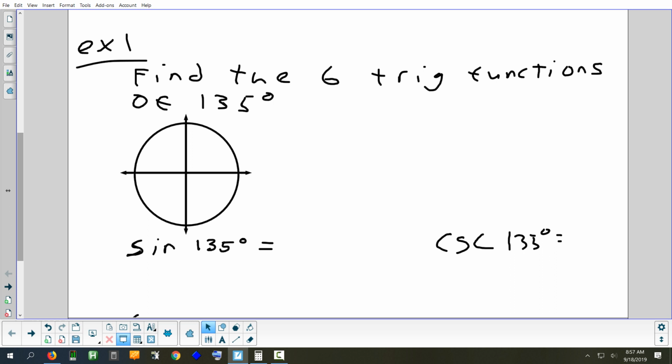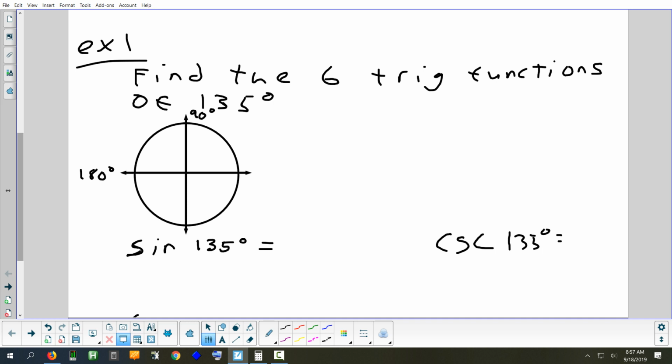Okay, so we're pretty much just going to do examples. That's all we're going to do. So let's see if we can find the 6 trig functions of 135. All right, so we've got 90. We've got 180, and now we got to figure out where 135 is.